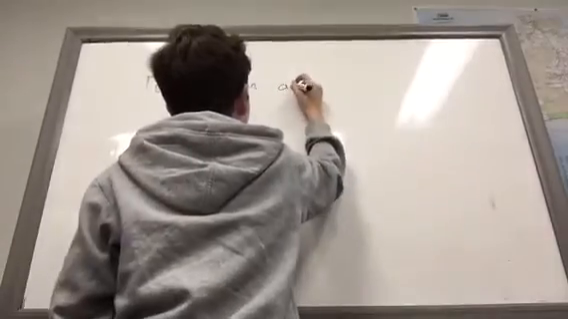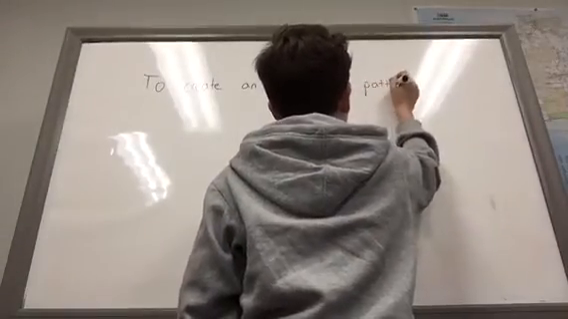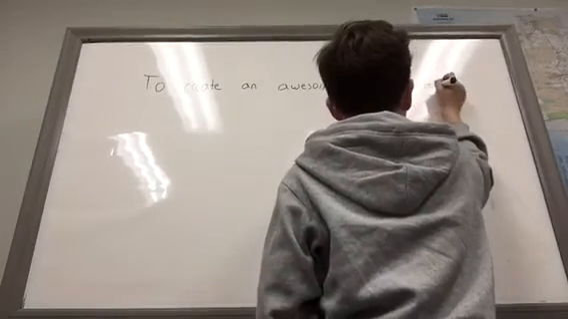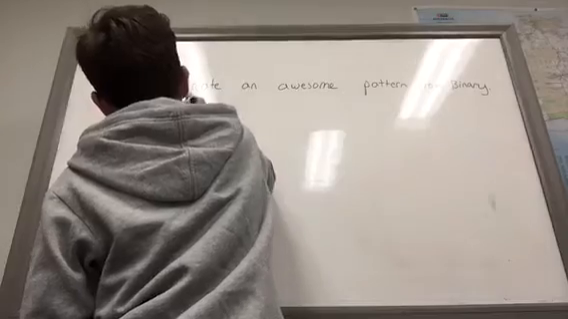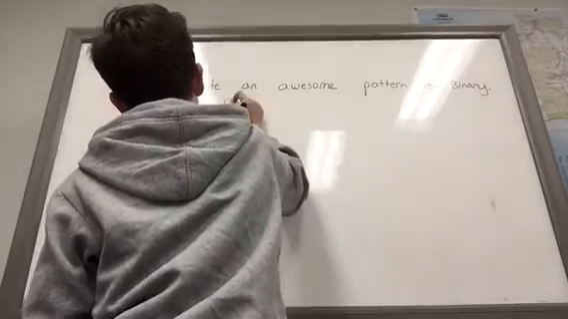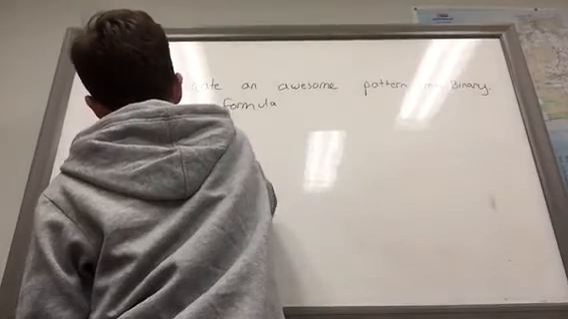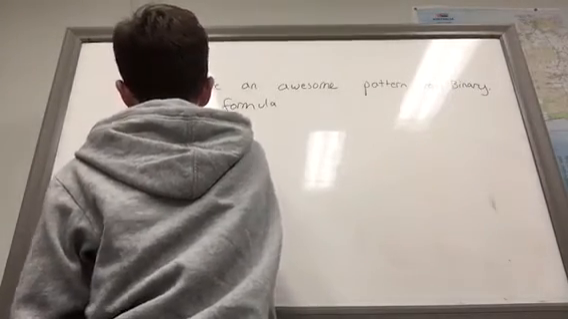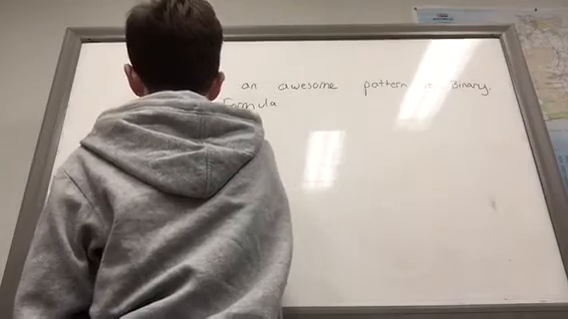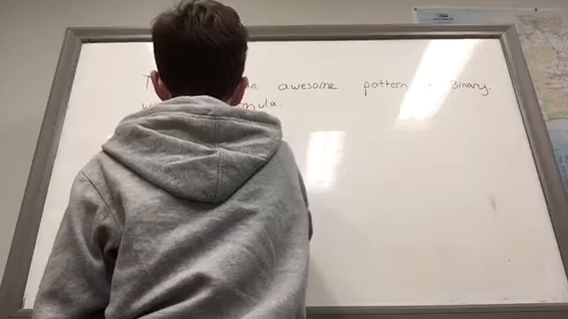To create an awesome pattern using binary, we need a formula. This formula is made from ones and zeros alternating and giving a result. For example, 101 equals 1, and 110 could equal 0, or 1. We could change it any way.